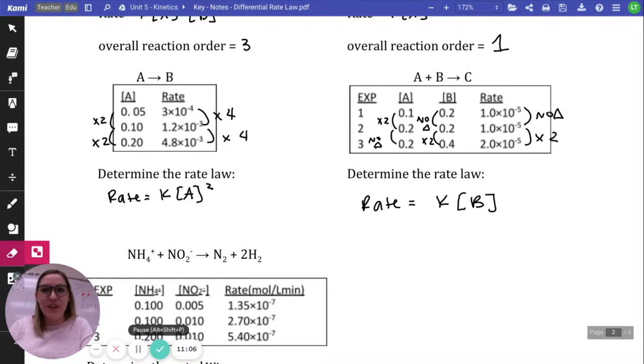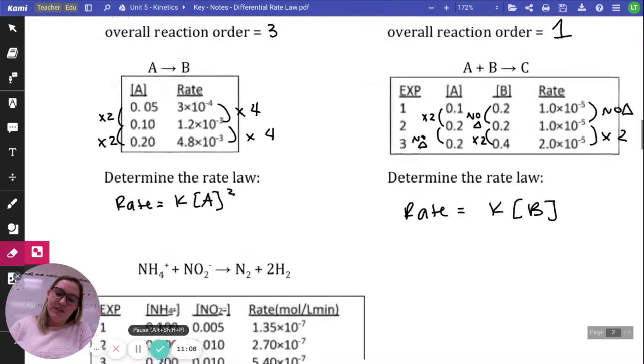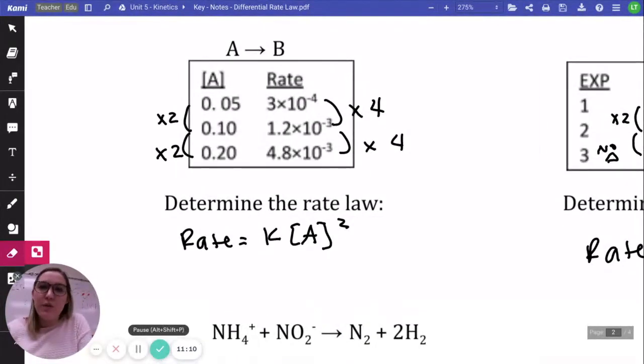Okay, guys, so hopefully you completed those. So for our first one, we see that our concentration of A doubles from trial 1 to trial 2. And as that happens, our rate is going to quadruple. And then same thing here from trial 2 to trial 3, our concentration doubles and our rate quadruples once again. So we get that our rate is equal to K times concentration of A squared because A is going to be second order.